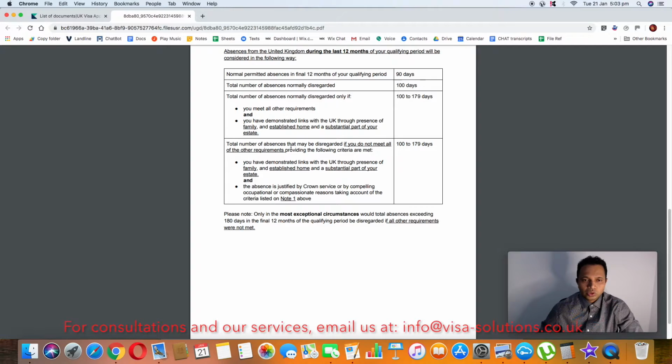And the total number of absences that may be disregarded if you do not meet all of the other requirements, provided the following criteria are met: demonstrated links in the UK through presence of family, established home, and a substantial part of your estate, and the 'and' is very important, so both apply. The absence is justified by Crown Service or by compelling occupational or compassionate reasons, taking account of the criteria listed in Note 1 above.